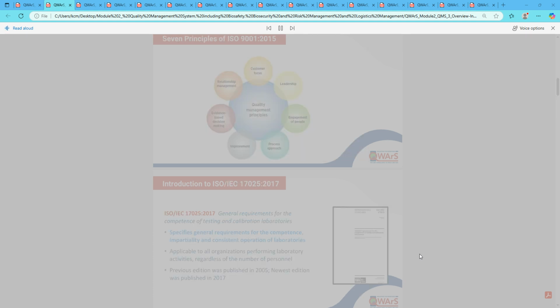7 Principles of ISO 9001:2015. Introduction to ISO/IEC 17025:2017. ISO/IEC 17025:2017, General Requirements for the Competence of Testing and Calibration Laboratories. Specifies general requirements for the competence, impartiality, and consistent operation of laboratories. Applicable to all organizations performing laboratory activities, regardless of the number of personnel. Previous edition was published in 2005. Newest edition was published in 2017.